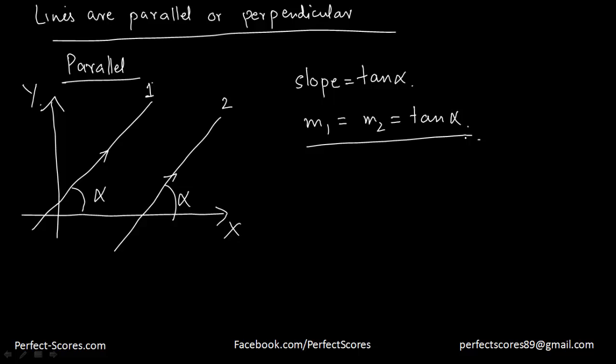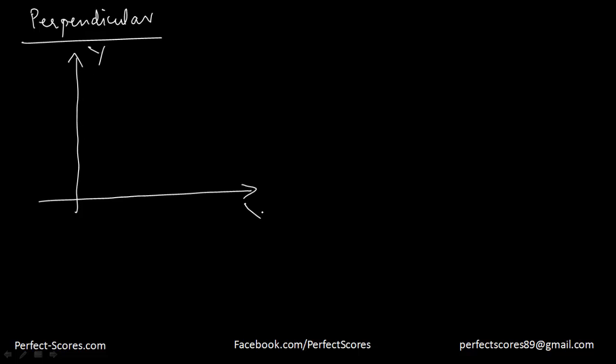Now let's try and understand what happens if the lines are perpendicular, right? So let's suppose again we have the y-axis here, the x-axis here, and two lines perpendicular to each other. When I say perpendicular, when they meet, it makes an angle of 90 degrees, and let's suppose this is angle alpha. If this is 90 degrees, this angle is also 90 degrees because they're vertically opposite, and this is 90, this is alpha.